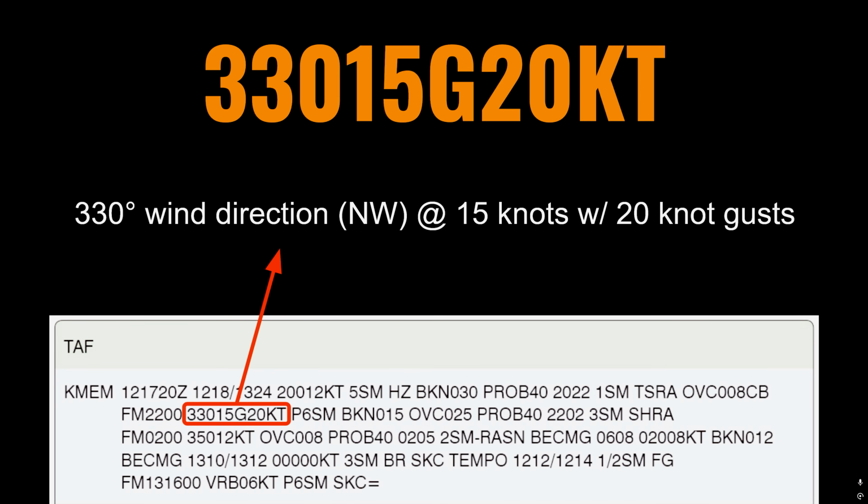The next number following the three digits of the wind direction would be the wind speed. So 15 here would be telling us that there are 15 knot sustained winds. And then if there are gusting winds, you will see the letter G followed by the speed of the gusts. So 20 knot gusts. And if you ever find yourself confused over which speed is the gust and which one is just a standard wind speed, just look for the higher speed to be the gusting speed, because if it was not higher, it wouldn't be a gust. And all units here for wind speed are measured in knots.